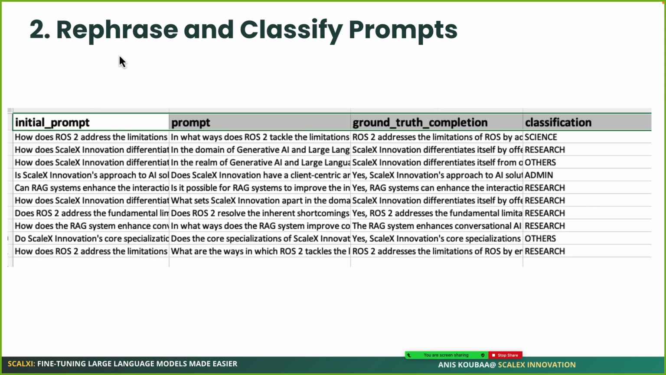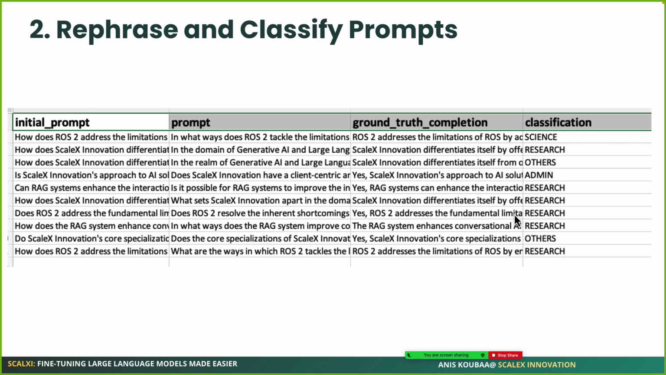In this case, you will generate a rephrased data set with an initial prompt. This is the prompt without rephrasing, and this is the rephrased prompt. Look, "How does ROS2 address the limitation?" becomes "In what ways does ROS2 tackle the limitations?" It's the same question, but rephrased in a different manner. And this is the ground truth completion, the expected answer. This expected answer will be compared to the generated answer from the rephrased prompt. This is how we'll do the evaluation.